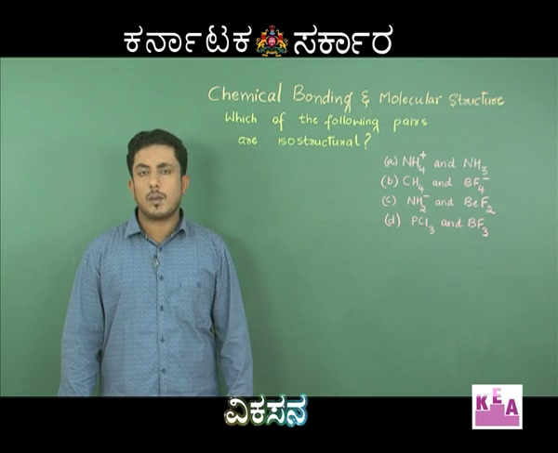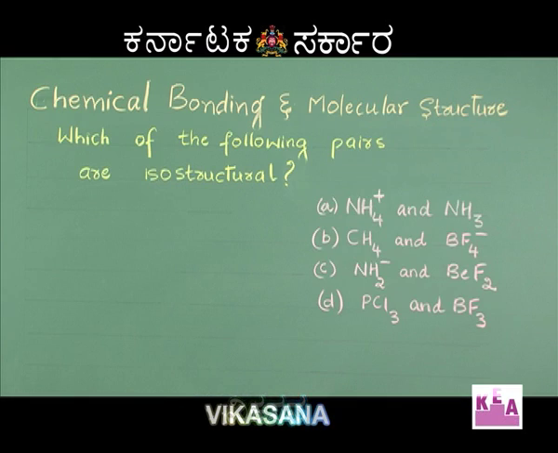The next question deals with predicting the shape of the molecule. I will read the question for you. Which of the following pairs are isostructural? Which of the following pairs have the same shape? Your options are option A, NH4 plus and NH3, option B, CH4 and BF4 minus, option C, NH2 minus and BeF2, option D, PCl3 and BF3.